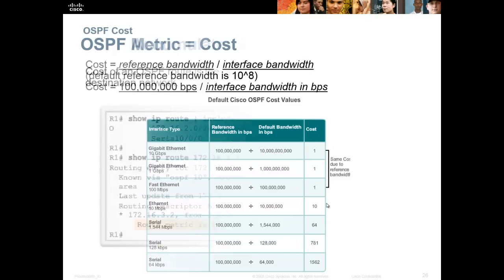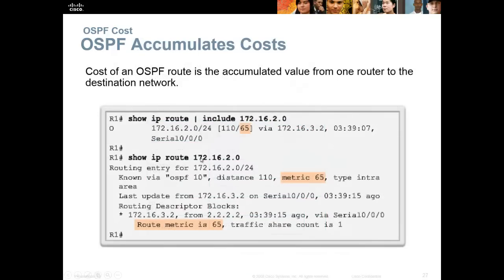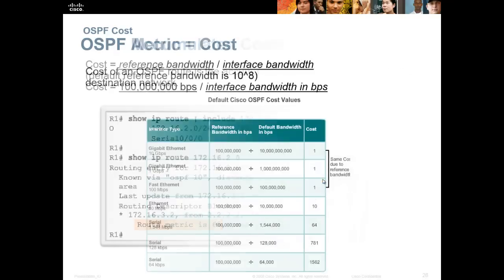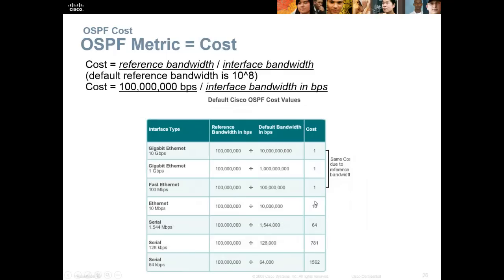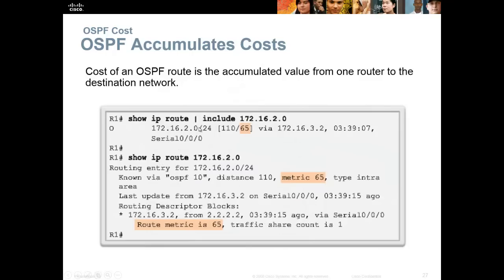So if you do show IP route and specify which route, it'll tell you what the metric is. The metric is 65, and we know 65 would be a serial link plus a fast Ethernet link. If I just do show IP route, remember I learned it from OSPF, this is the target network that I know about. OSPF has an administrative distance of 110, and then the cost is 65. And then this is the next hop address, this is how long I've known about the route, and this is my exit interface.